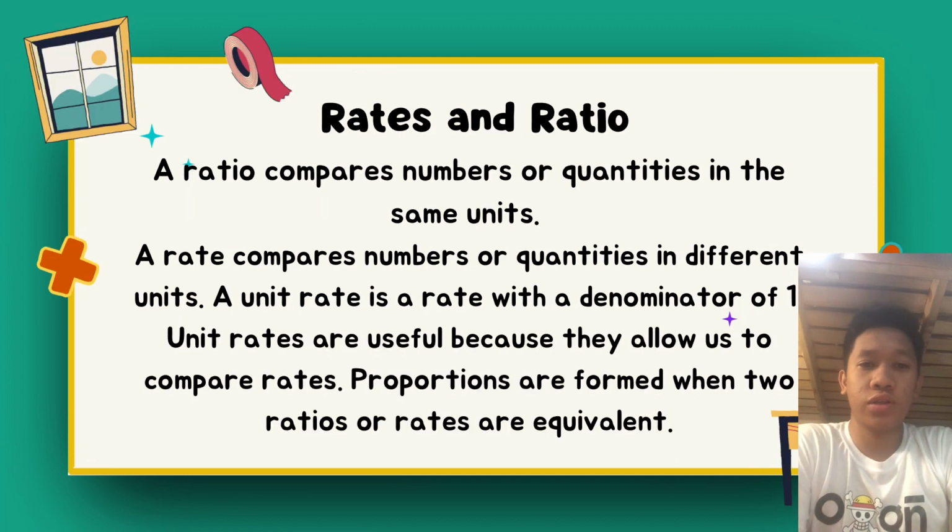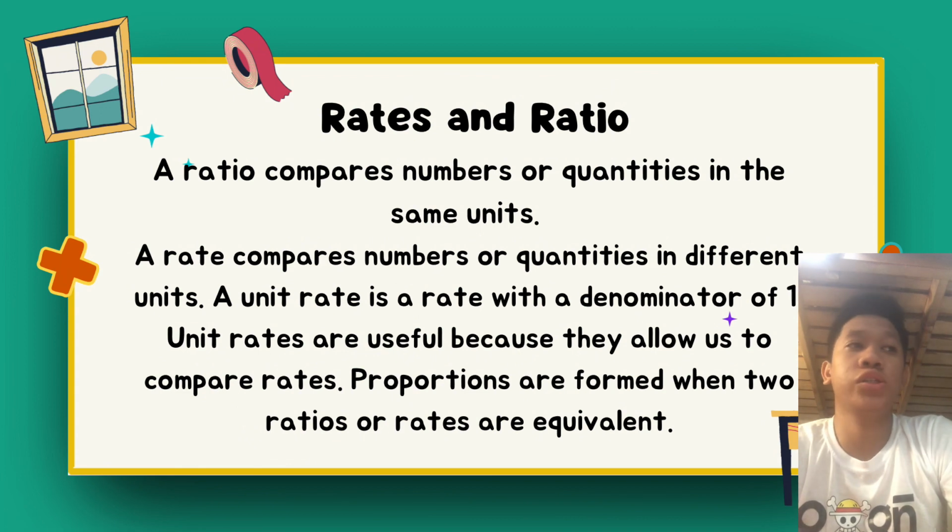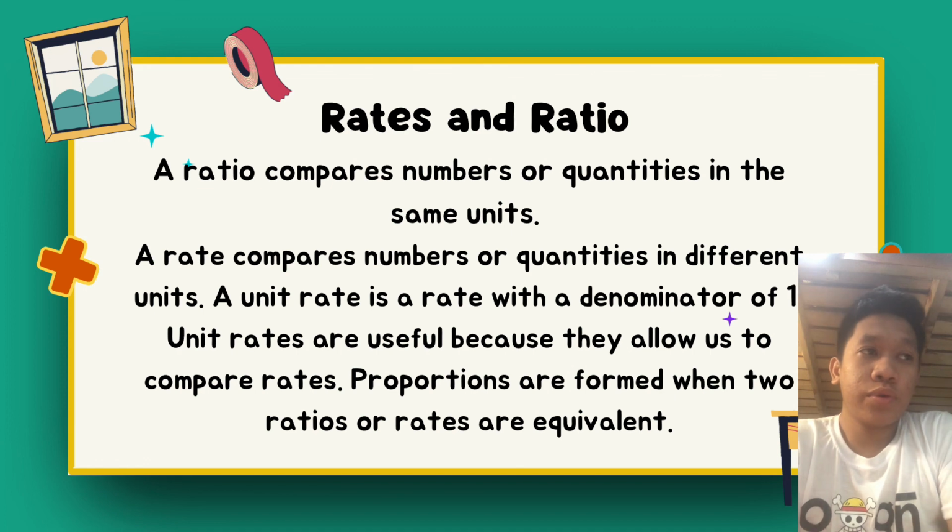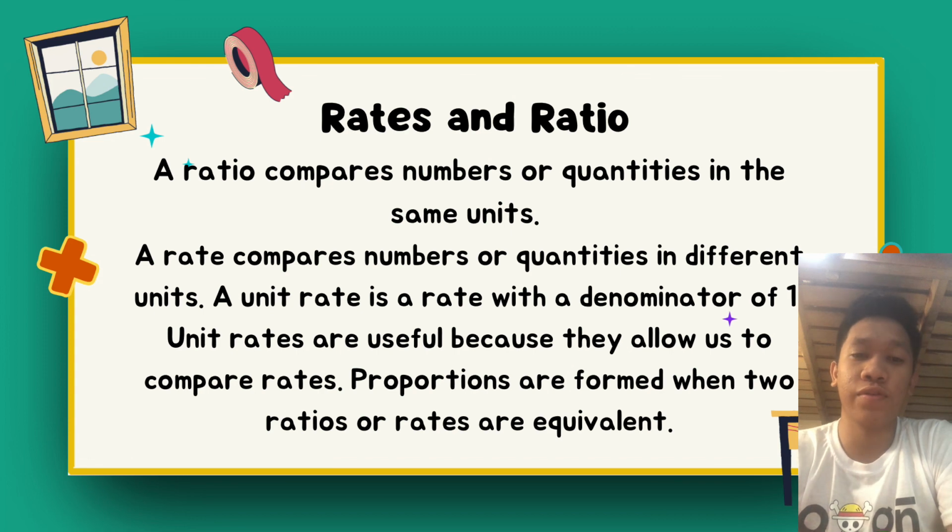So let's go to the next topic, rates and ratios. So let's start with the rate. A rate compares numbers of quantities in different units. A unit rate is a rate with a denominator of 1. Unit rates are useful because they allow us to compare rates. Proportions are formed when two ratios or rates are equivalent.